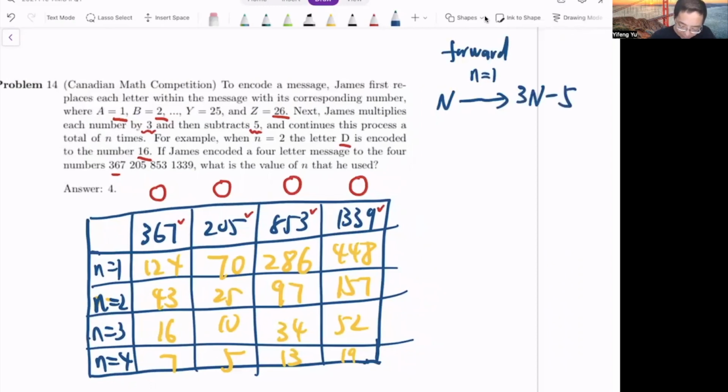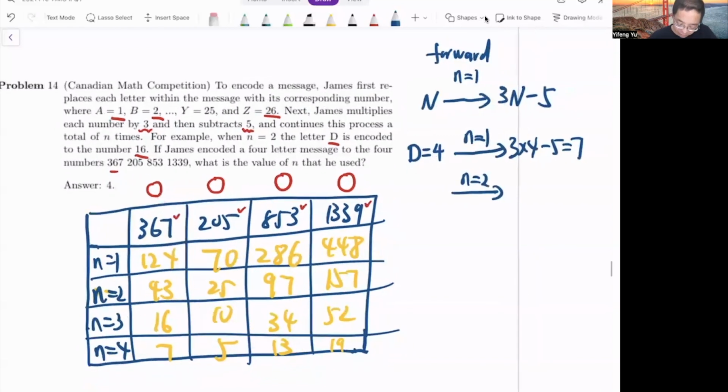For example, if you start from D, D is 4, and then you go 1 operation, n equals 1, will be 3 times 4 minus 5, that is 7. And then you do the second time, which is n equals 2, you just do it again. It will be 3 times 7 minus 5, and then this gives you 16, and so on.